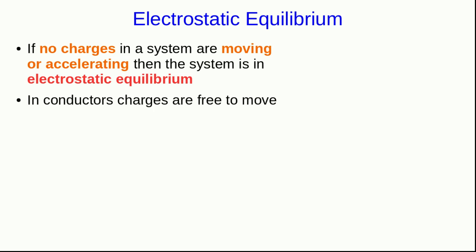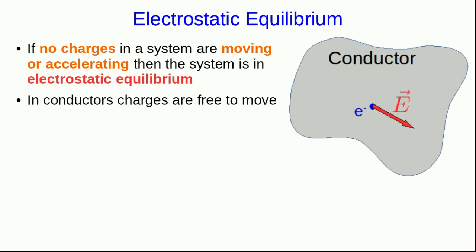Now note that in conductors there are charges that are free to move. However, if the conductor is in electrostatic equilibrium, then they are not moving even though they're free to do so. And this can only happen under certain conditions. So let's think about a conductor. And let's say it's a metal.